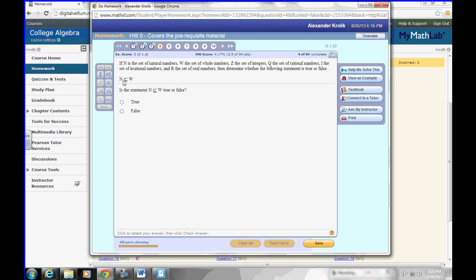What the statement says: the set of natural numbers is a subset of whole numbers. Now what do you think, is that true or false? Or that makes no sense? True. False. True. Well, what are natural numbers? What is the set of natural numbers? 1, 2, 3, 4.